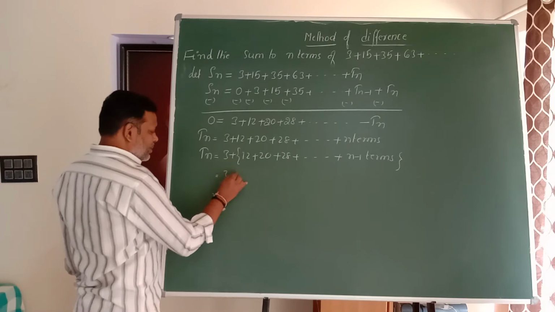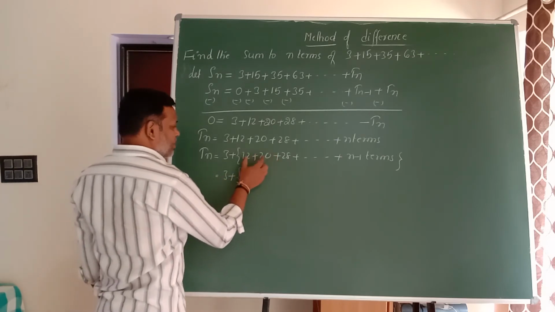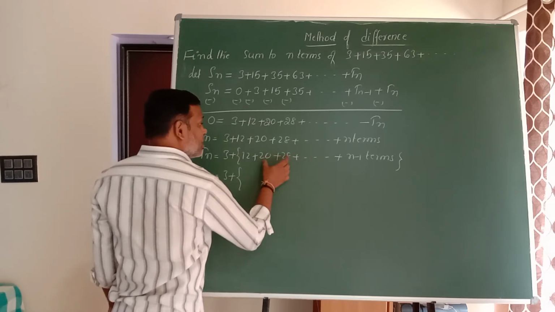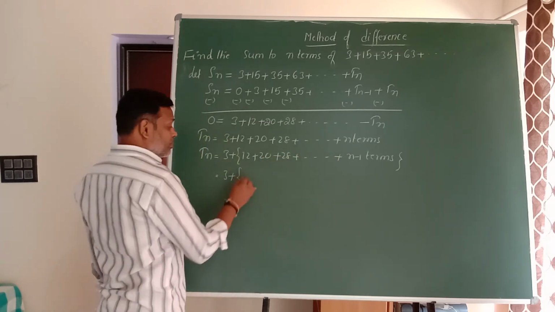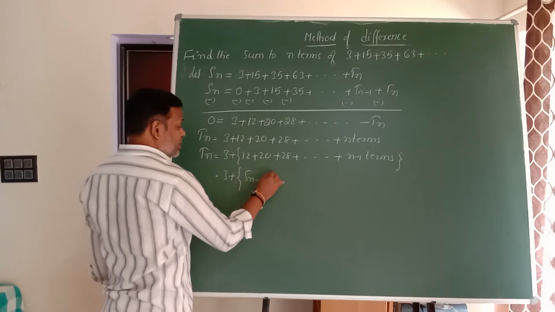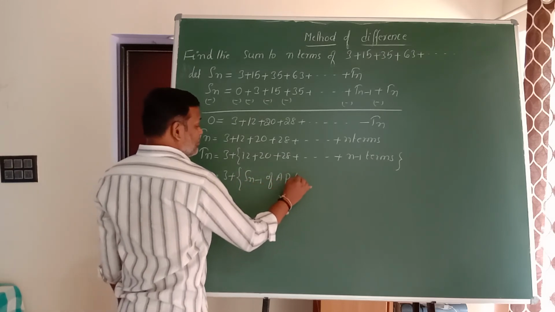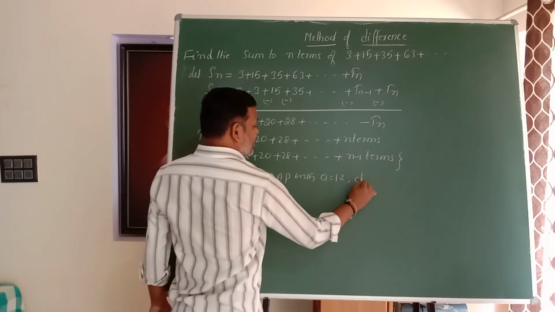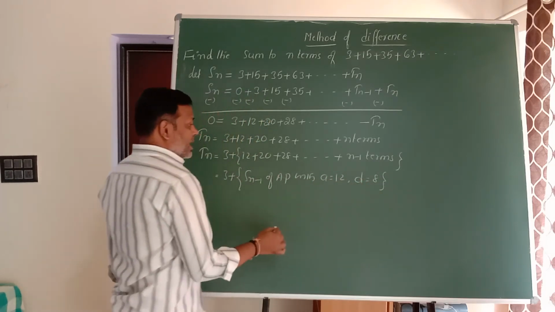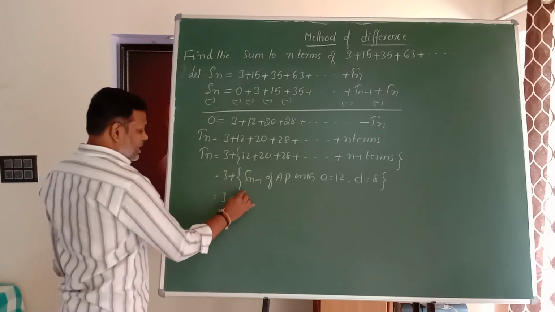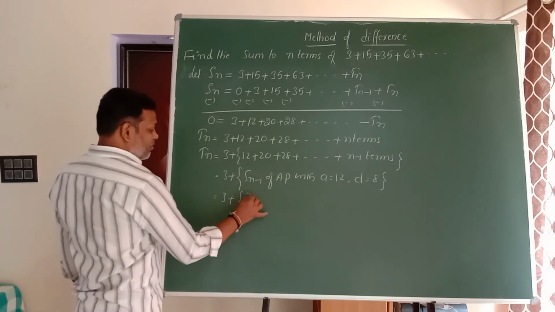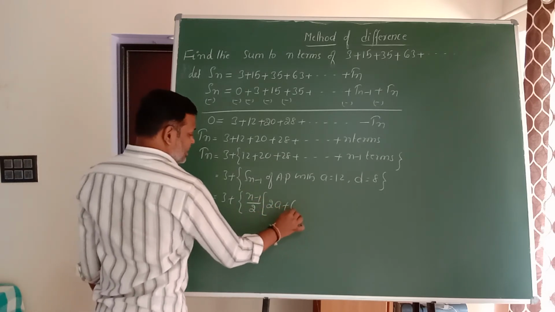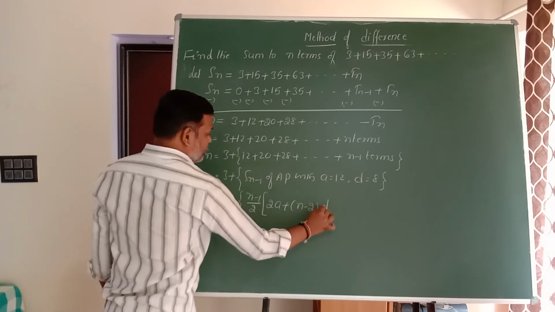Therefore here 3 plus, this forms an AP. Look here, the difference is 8, and the next difference is also 8. Therefore the sum of n minus 1 terms, I can write S(n-1) of AP with A equal to 12 and D equal to 8. As you know, the S(n-1) formula is (n minus 1) by 2 into (2A plus (n minus 2) into D).